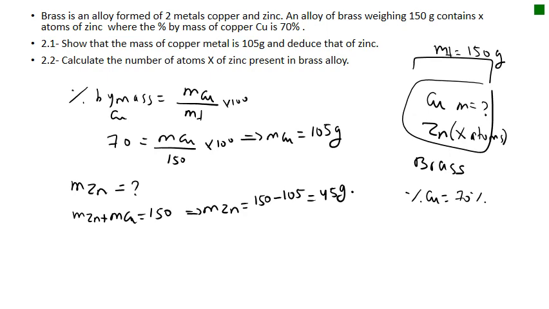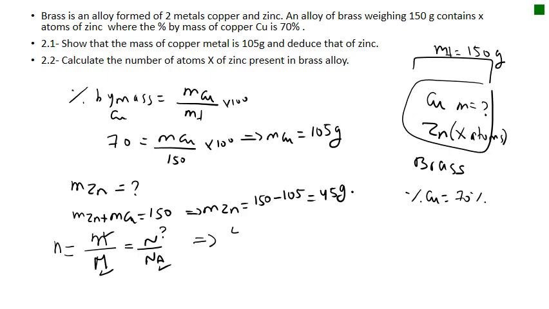How can we calculate the number of atoms of zinc present in this alloy? The mass of zinc was calculated, and it is equal to 45 grams. According to the rule, number of moles equals mass over molar mass, which equals number of atoms over Avogadro's number. The number of atoms is unknown. Avogadro's number is given. Molar mass was calculated before. Mass is calculated here, it is 45.